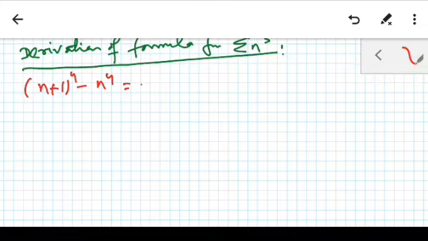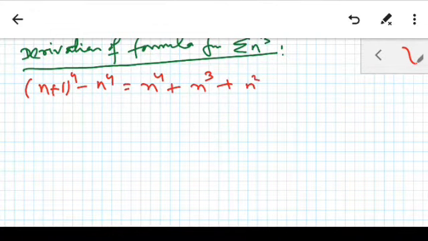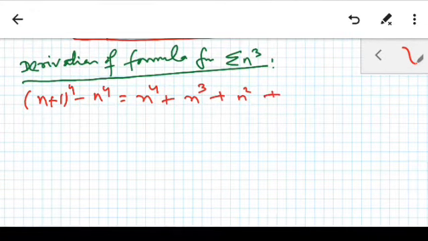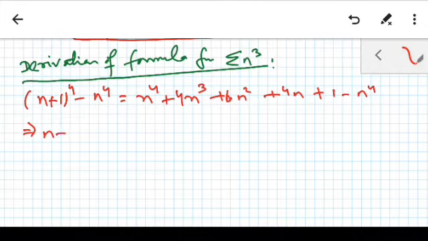If I split this one, this will be n to the power 4 plus, now n plus 1 whole to the power 4. If I split it, write it like this, going on descending power. This is n cube, then next power is n square, then n, then 1. Now let me put the coefficients. The upper coefficients are 1 3 3 1, so it will be 1 4 6 4 1, then minus n to the power 4.